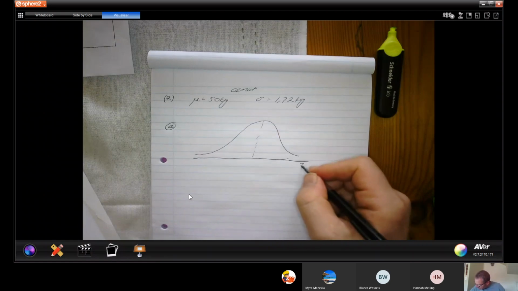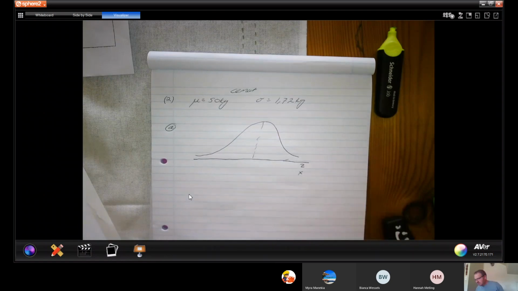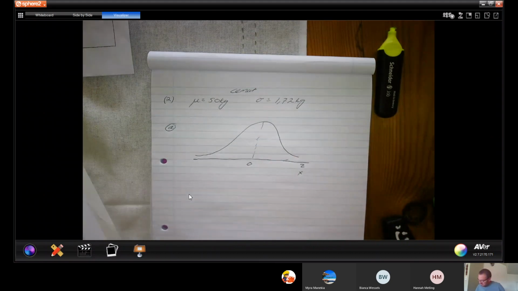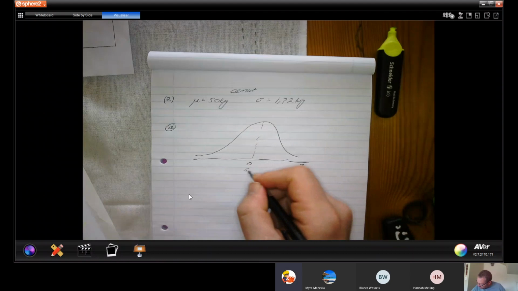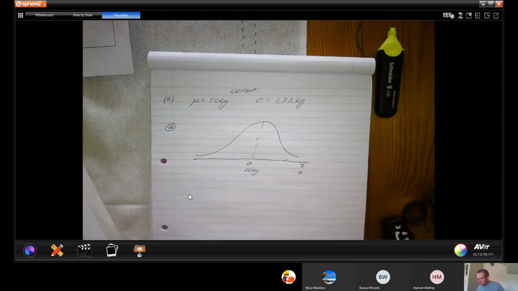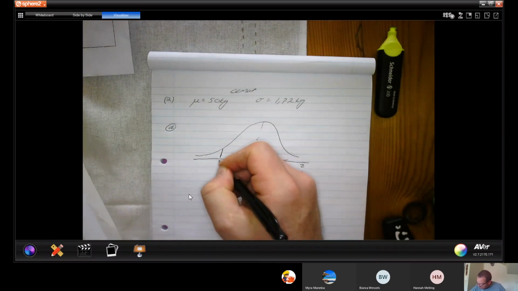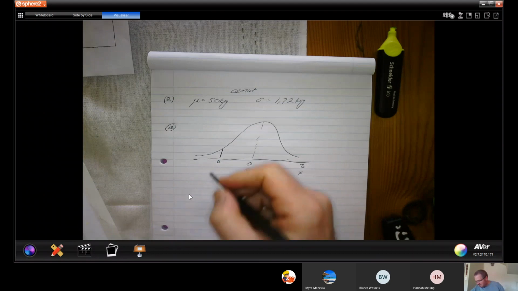Now I'm going to start with Z scores. I'm going to have X scores underneath. Just get your mind focused. So when Z is 0, what's the X score that goes with it? In other words, what's the mean? The mean here is 50 kilograms, right? We good with that? Now first of all, we're going to find a Z score. We're going to call that A, that Z score.